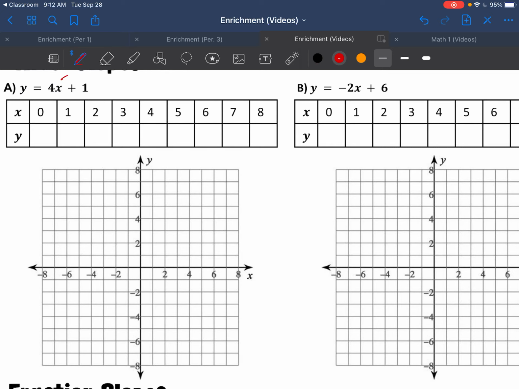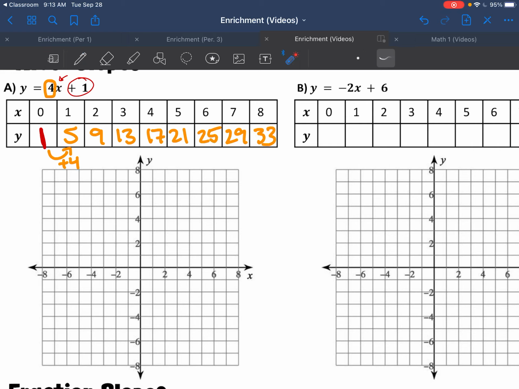So our x here is telling us we can start at time 0, which means this plus 1 is what we start with. And then remember, if it starts at time 0, its partner number is our y-intercept. This 4 here, since it's positive and it's attached to the x like that, we add 4. So we have 5, 9, 13, 17, 21, 25, 29, 33.